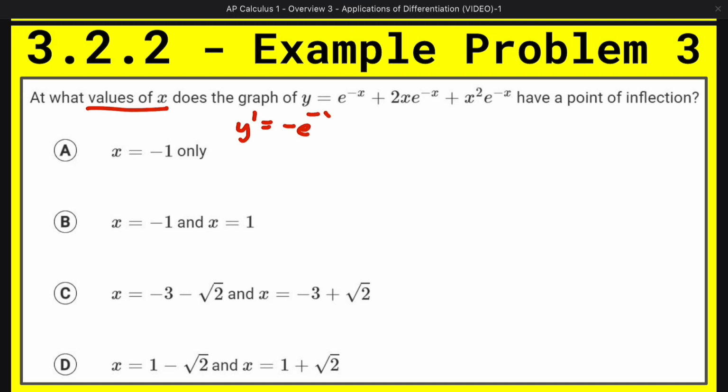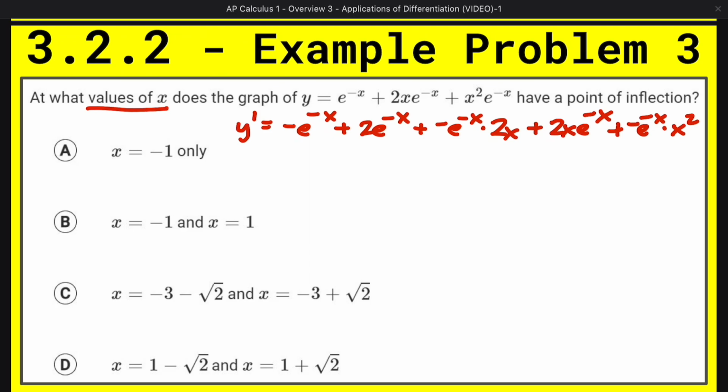So you should have negative e to the negative x plus, okay, we got to do product rule here because it's two functions multiplied by each other. So it's going to be f prime g plus g prime times f. Okay, plus, do the same thing with this part right here, the x squared e to the negative x. So it's going to be f prime g plus g prime f. Okay, I'm going to simplify this because it's pretty ugly just the way it's looking right now.